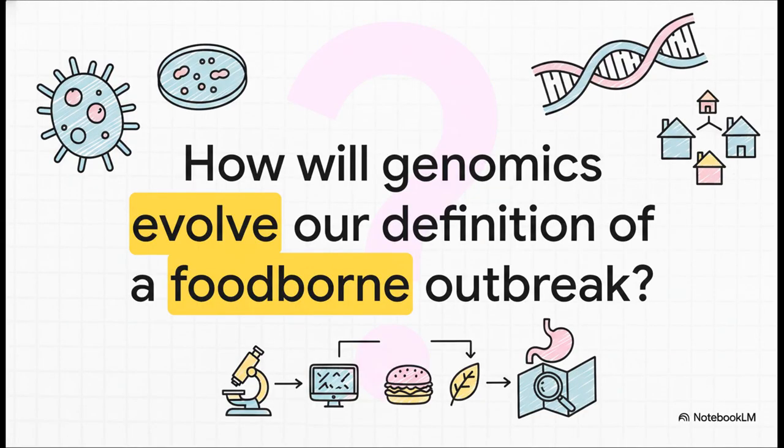And this all leaves us with a really fascinating and kind of challenging question for the future. With whole genome sequencing, we can now definitively link two cases on opposite sides of the country, months apart, to the exact same contaminated source. Our old definitions don't really fit that scenario anymore. So the question I'll leave you with is, what even is an outbreak in the genomic era?